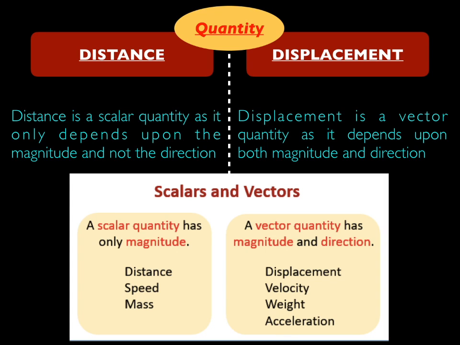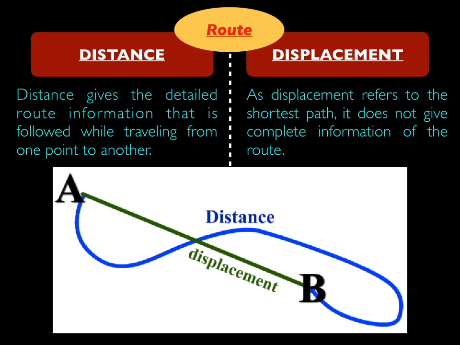So the difference between scalar and vectors: a scalar quantity has only magnitude, whereas a vector quantity has magnitude as well as direction. The examples for scalar quantities are distance, speed, mass, and the examples for vector quantities are displacement, velocity, weight, and acceleration. The third difference is route.